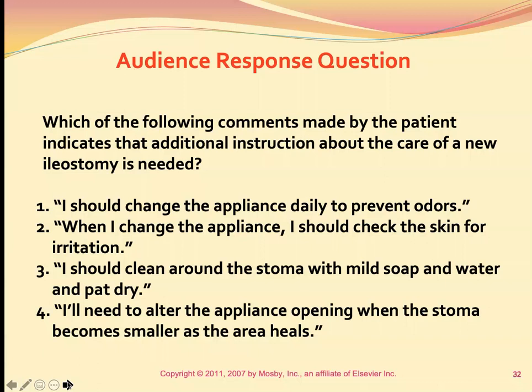So when it comes to ileostomy, they don't need to be changed daily. They can stay in place up to 7 days. So the answer will be 1.